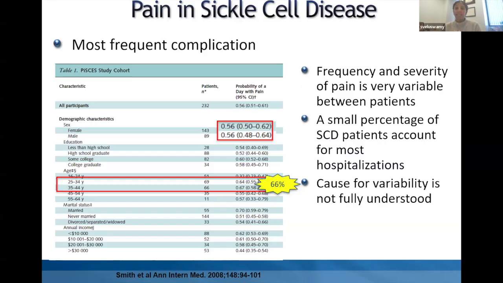What is interesting, and still not explained, is that there's a significant amount of variability in the experience of pain itself between patients. And while we know that there are some factors that explain why certain patients have worse pain than others, a lot of it is not fully understood. For example, a smaller percentage of sickle cell patients, less than 10%, can account for over 30% of the hospitalizations that happen. So there's a bit of a discrepancy that is seen there. Some patients with sickle cell disease appear to have a worse pain phenotype, even though their blood work and their genetic disease might look similar to the others. So the cause for this variability is not quite fully understood yet.